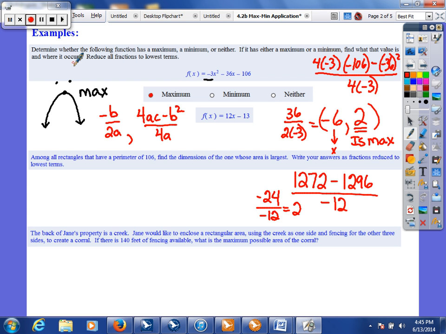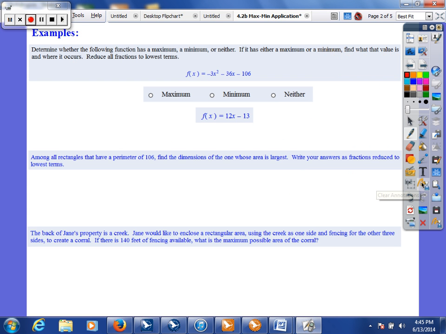Okay. Now, if you look at the one right below it here, we have f of x equals 12x minus 13. Now, what do you notice about that? Well, hopefully what you notice is this isn't a quadratic. We don't have a second degree polynomial. This is actually a line. Okay, if we graph a line, this is going to have a y-intercept of negative 13, then we go up 12 over 1.